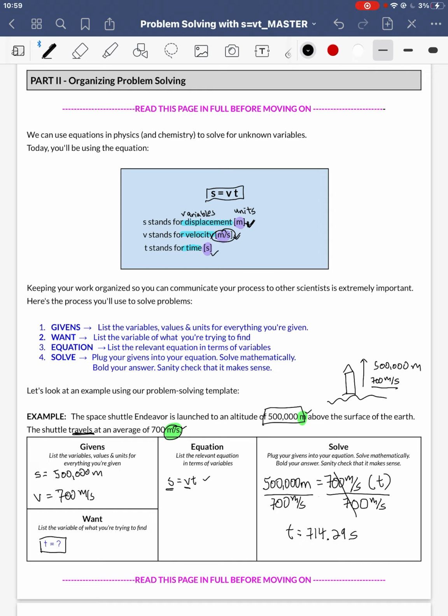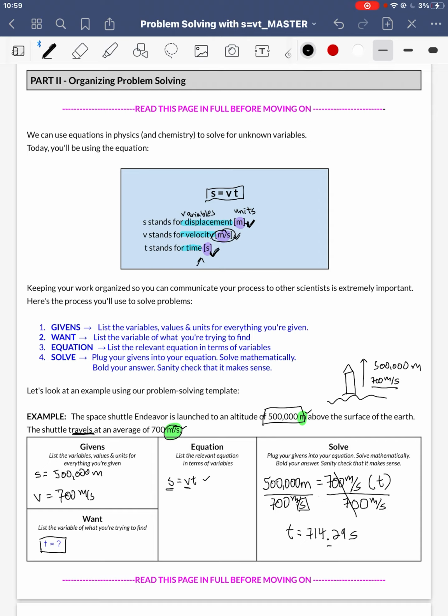Notice my unit is in seconds. We can figure that out because I had meters per second over meters per second. Meters over meters per second. The unit left is seconds, the unit that didn't cancel. I also know that that's a correct unit based on the equation, that the time is in seconds. You could have, if you were curious, you could of course convert that to minutes or hours to figure out exactly how long that is.